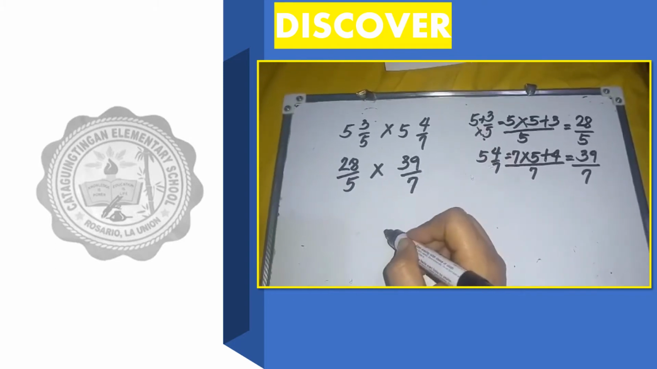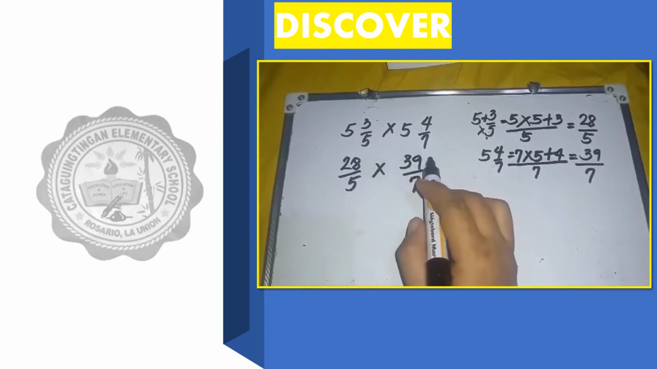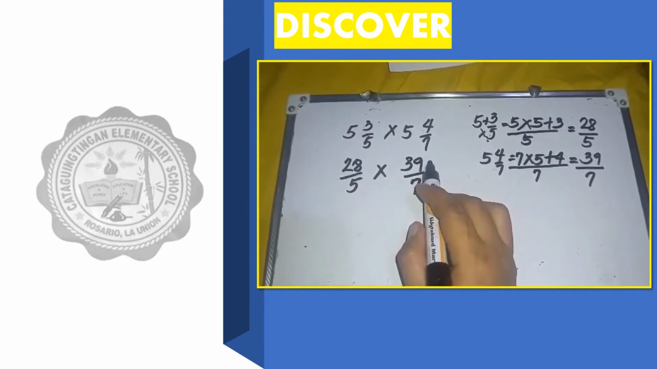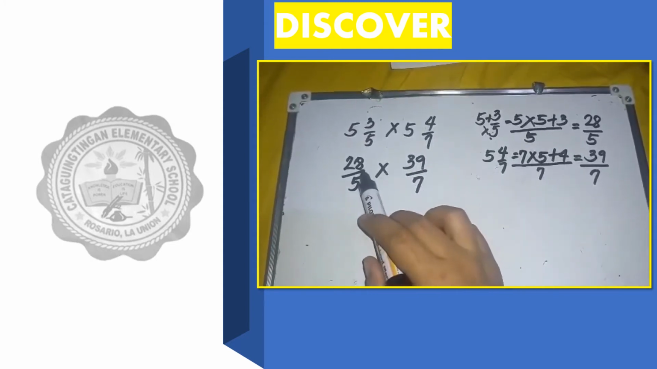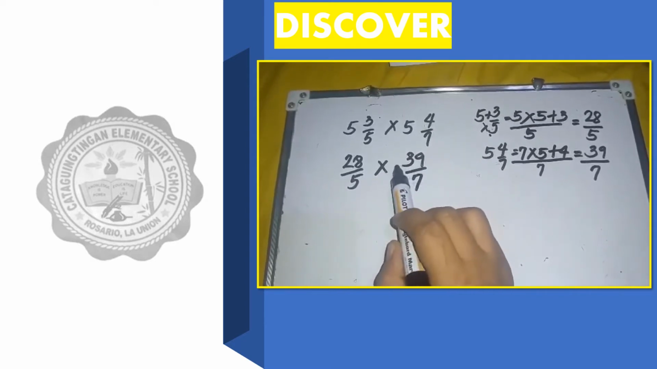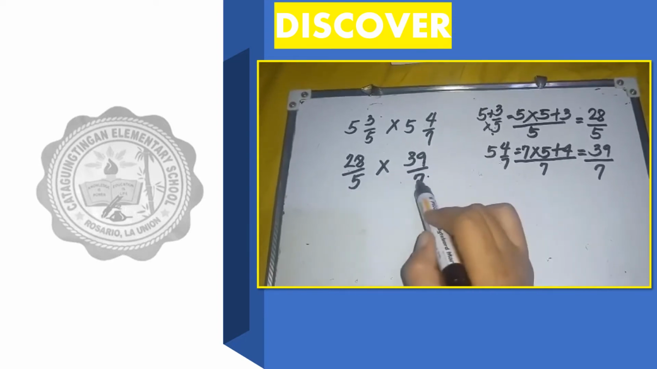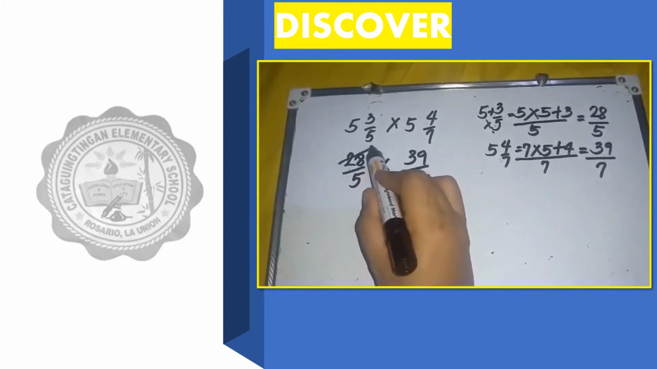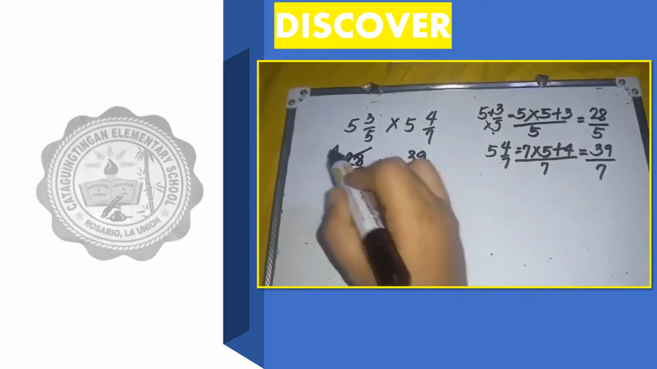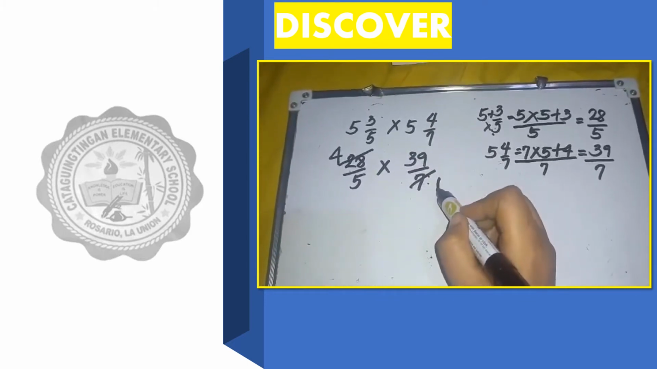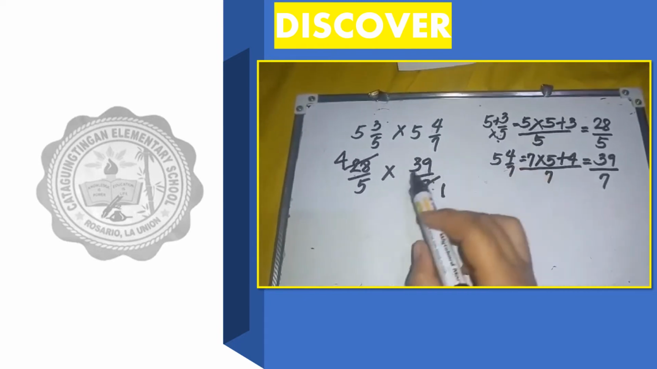So, the second step is we will multiply the numerator. Pero mayroong shortcut kasi yan. We will apply cancellation. So, 28 divided by 7. Pwede, di ba? So, yung 28 divided by 7 is equal to 4. So, we will cancel that. Yung 28 magiging 4. Yung 7 magiging 1. Yung 39 divided by 5 cannot be. So, hindi natin i-apply yung cancellation.